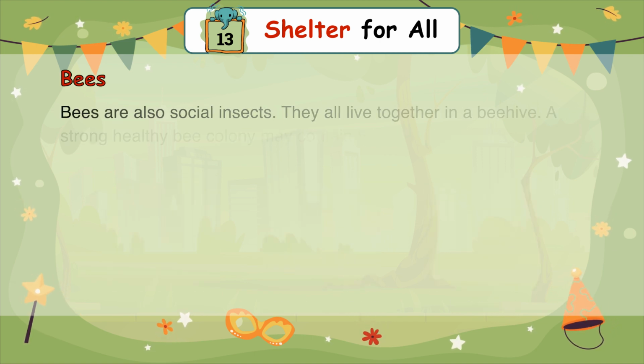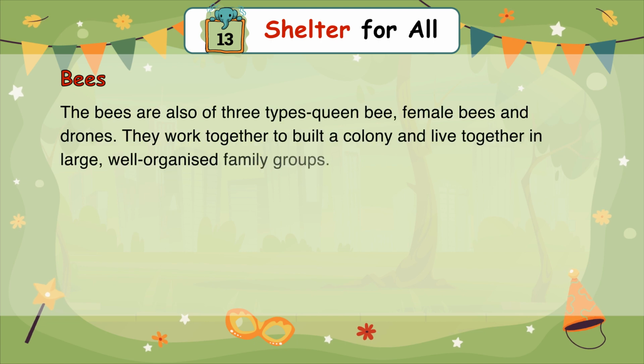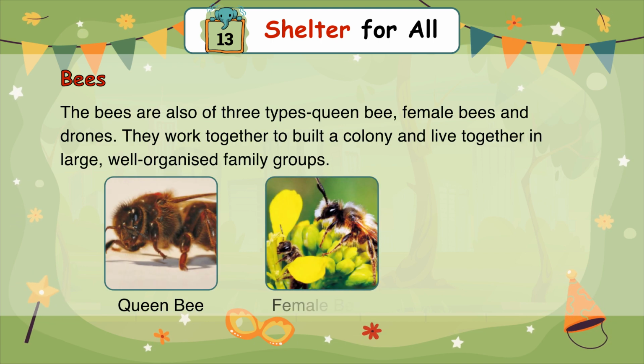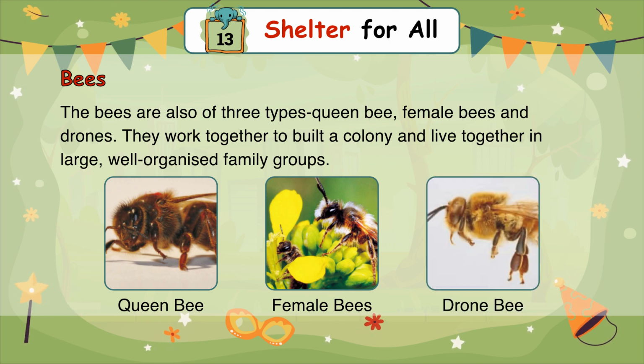Bees. Bees are also social insects. They all live together in a beehive. A strong, healthy bee colony may contain 50,000 to 60,000 bees. The bees are also of three types: queen bee, female bees, and drones. They work together to build a colony and live together in large, well-organized family groups.